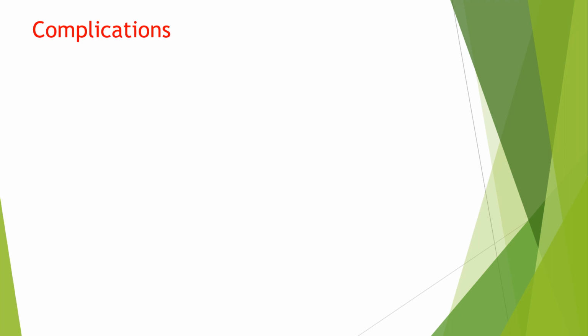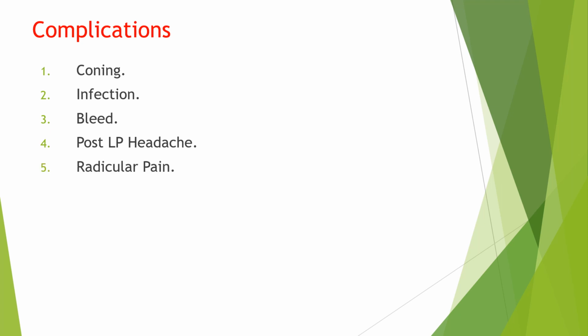There are a few complications for lumbar puncture, namely coning. Coning is defined as movement of structures of one compartment to another compartment. For example, across falx cerebri, one part of the brain may cone to the other side. Again, through the tentorium cerebelli, you can have coning. If you don't take proper precautions, you can induce septic meningitis. Local bleeding is another complication. Post-lumbar puncture headache is a very common complication.